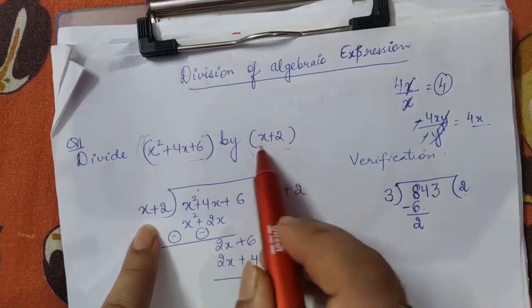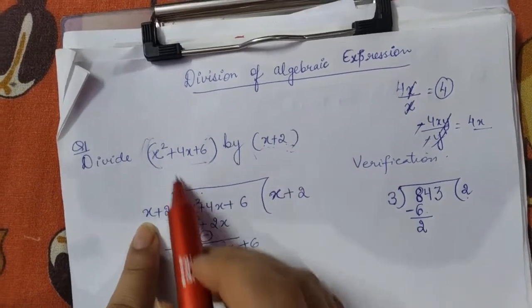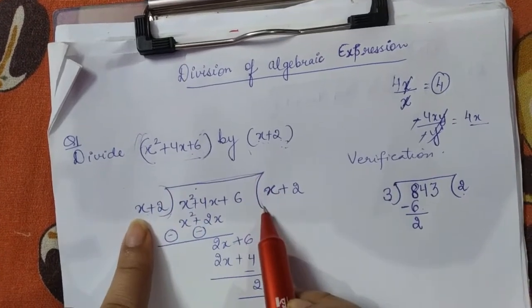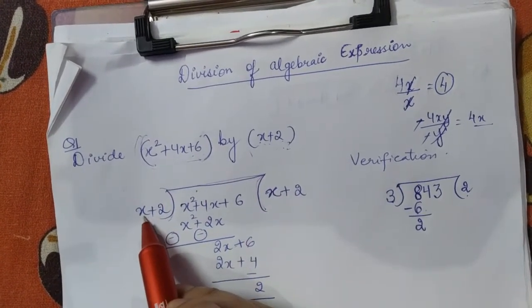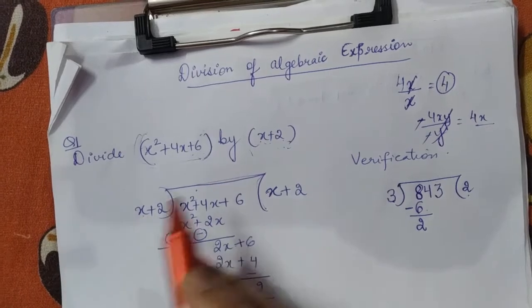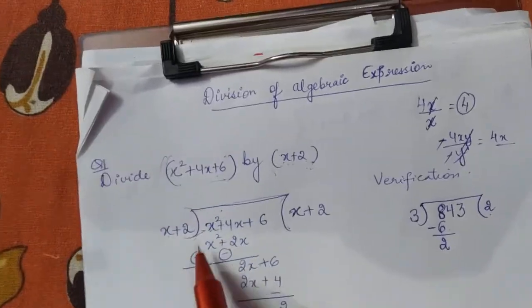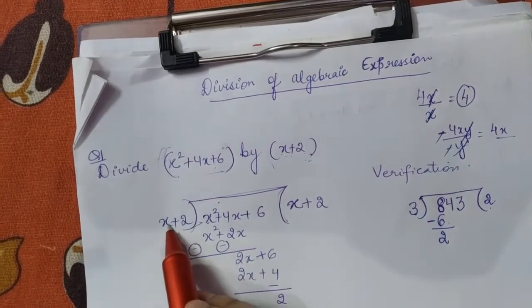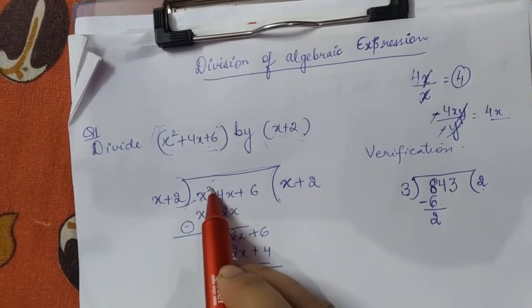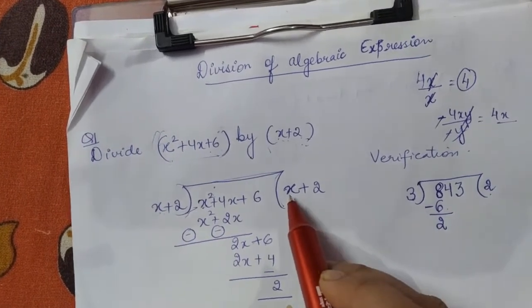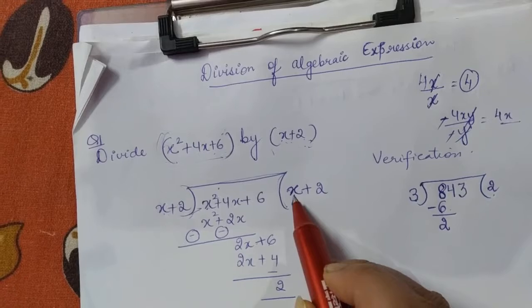I have written x plus 2, which is my divisor, on this side. This is my dividend, which is written inside. Made the sign of division, and now see. From x, I have to get to x square because this is my target. Always the first term has to be targeted. So from x, if I have to go to x square, then I have to multiply this x by x. So this is my first selected term.